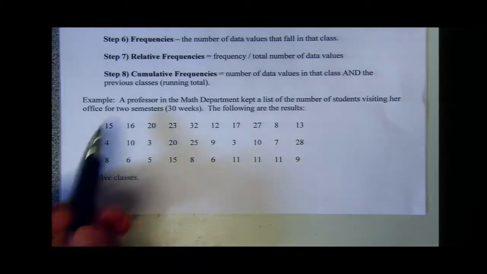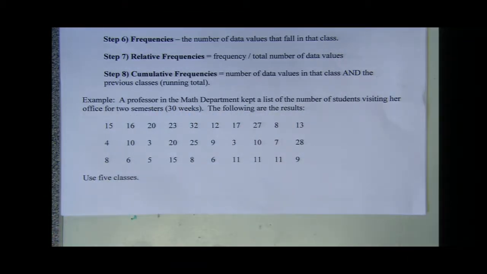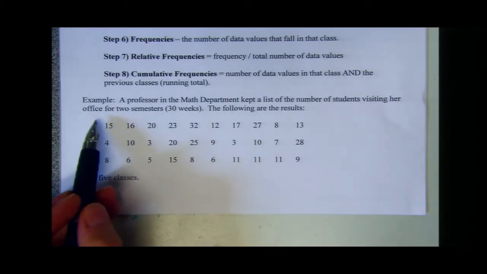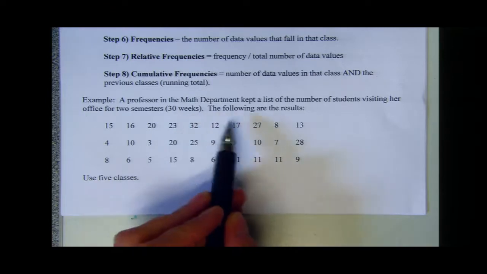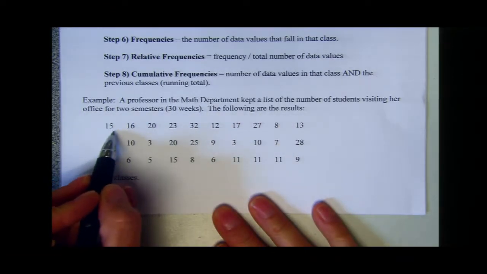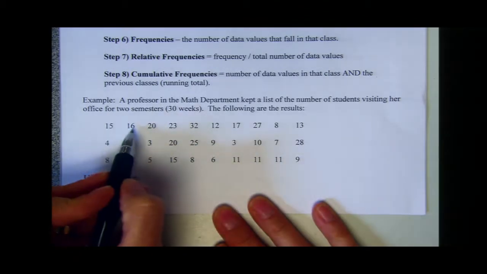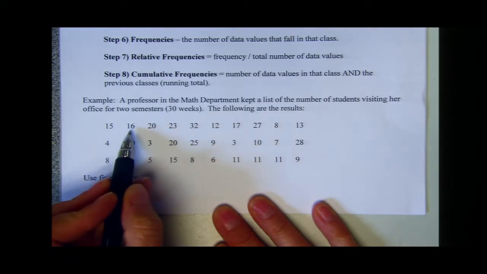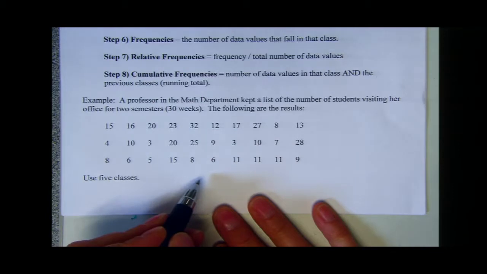it says a professor in the math department kept a list of the number of students visiting her office for 2 semesters, which equals 30 weeks. The following are the results. So this number right here represents 1 week in which 15 students came by the office. This would be a second week, and then this week 16 students came by. And so we have 30 data values.